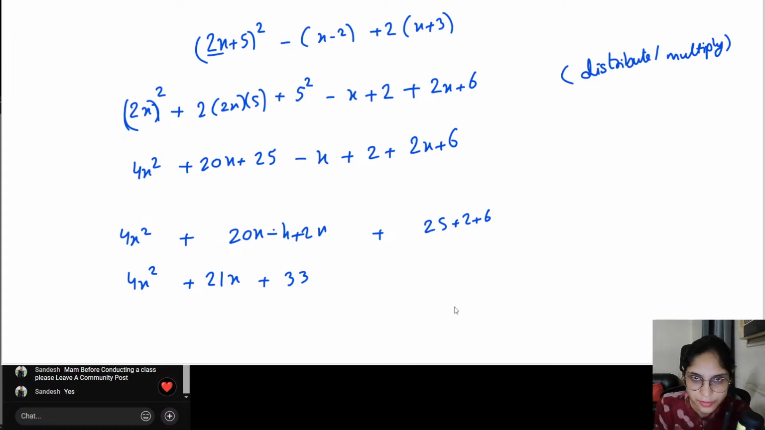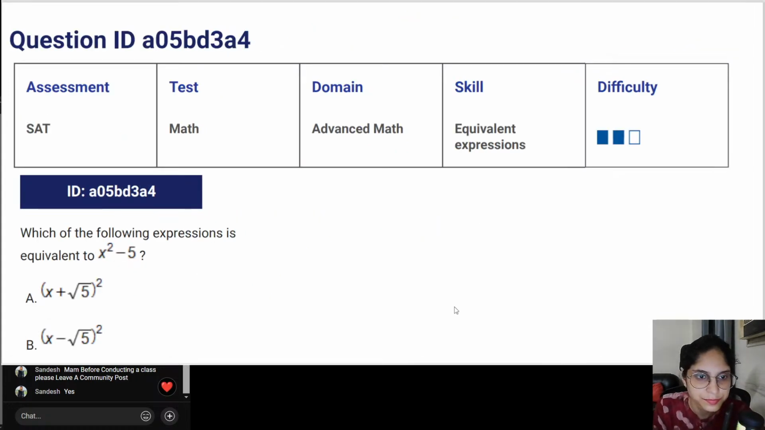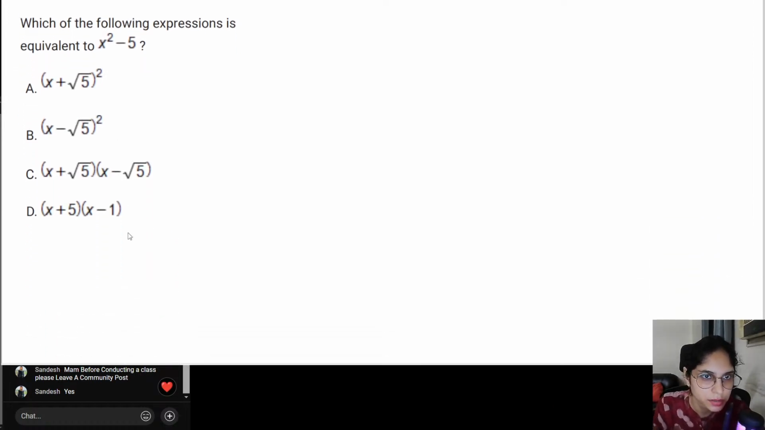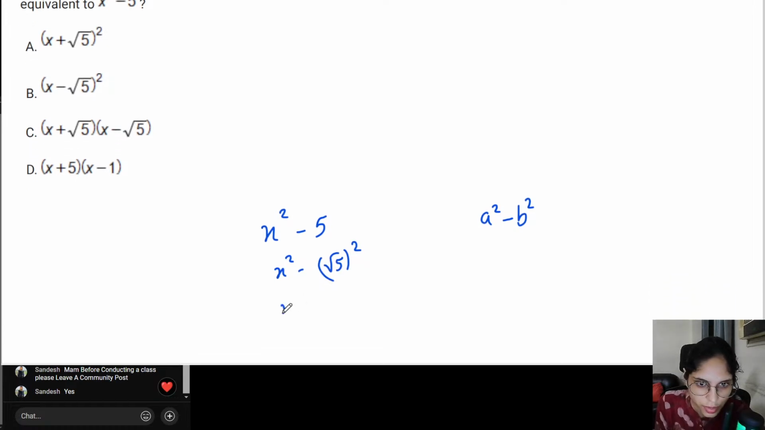Next is question number 9. Again, you see the parentheses. That means you have to factorize. Now over here, this is x squared minus 5. There are only two terms and there's a negative sign in between, so it has to be a squared minus b squared. 5 is the square, so this is actually square root 5 whole squared. So your answer will be x minus square root 5 times x plus square root 5.